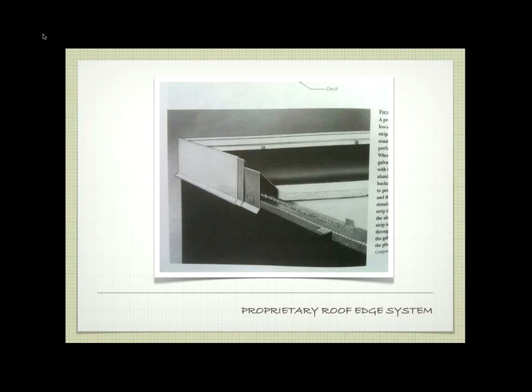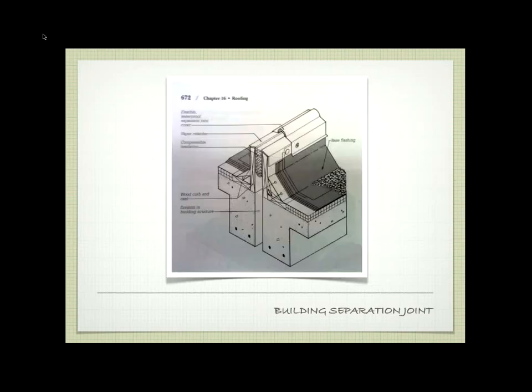Another kind of edge detail here is that drip edge that we've talked a lot about already today, making sure that water will flow out and away from the building. This is kind of a proprietary system in terms of how it seals off the building. As you can see, this is a building separation joint, right? If we have a separation joint between two buildings or inside of a big long building, for expansion and contraction, we need to seal that differently.